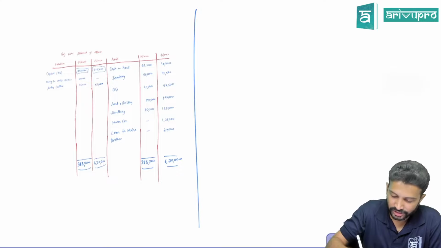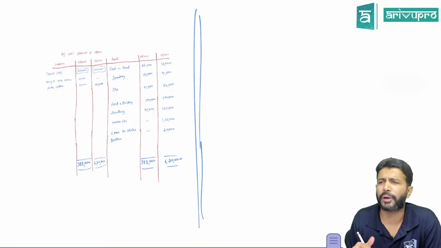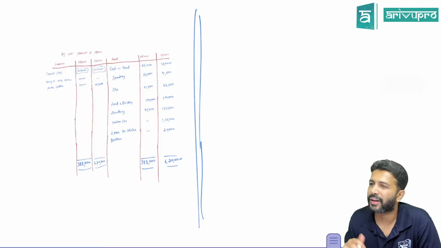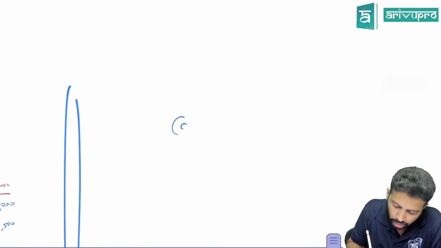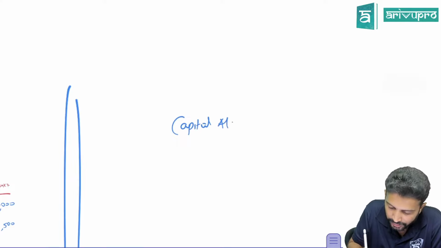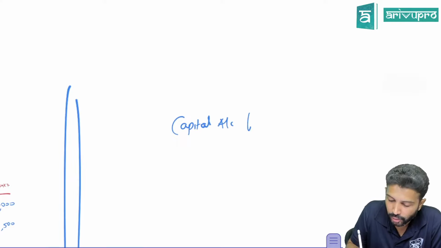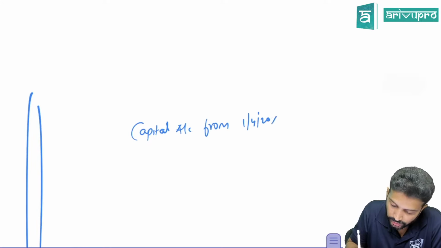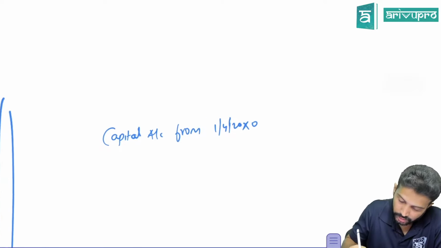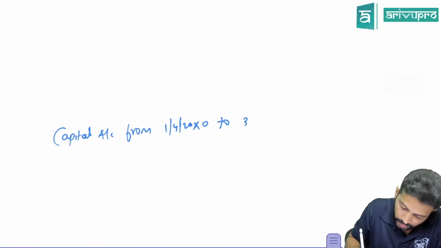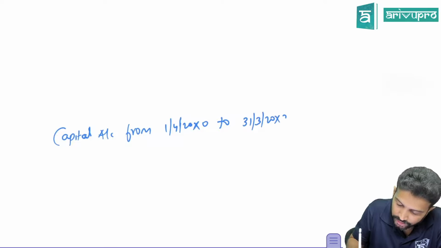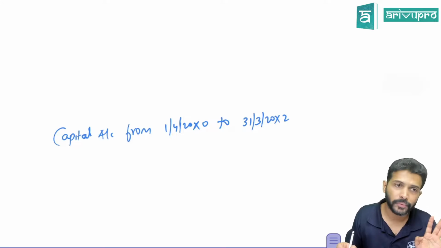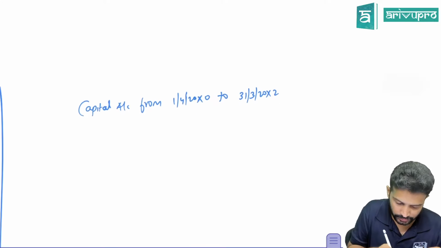Okay, so what was the requirement of the problem? Requirement is profit. To get profit, which account we prepare? Capital account. So we'll prepare Moti's capital account, or I can simply call it as capital account. But capital account, now you'll prepare from what date to what date? You'll prepare from 1st April 20x0 to 31st March 20x2, or I can also call it as 1st April 20x2. It is fine. Okay, everyone? All right.